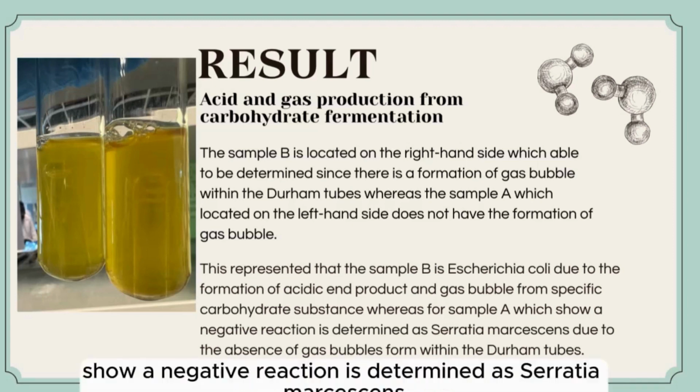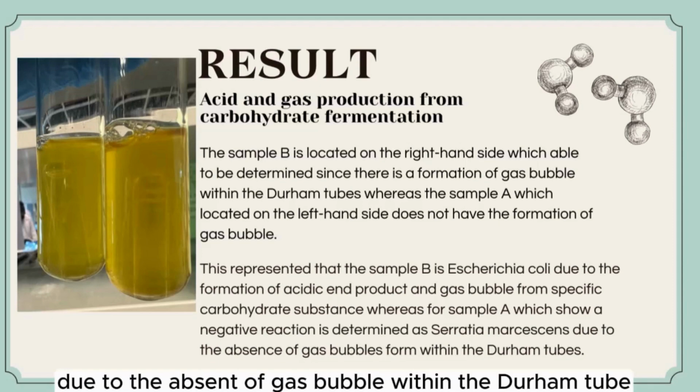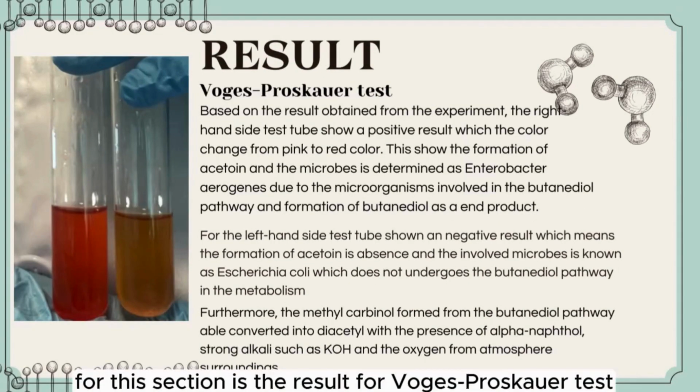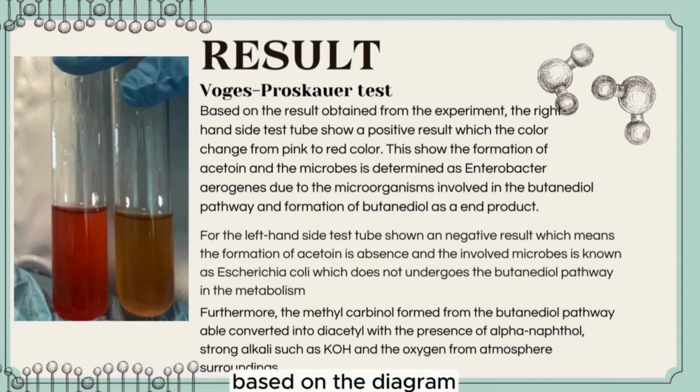Whereas sample A, which shows a negative reaction, is determined as Serratia marcescens due to the absence of gas bubble within the Durham tube. This section is the result for the Voges-Proskauer test. Based on the diagram, there is an observation made that there are two color differences between the test tube on the right-hand side and the test tube on the left-hand side.